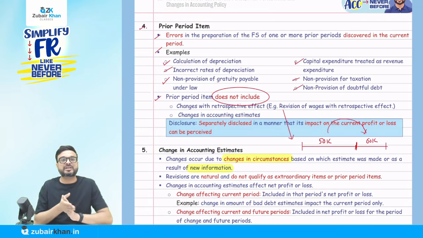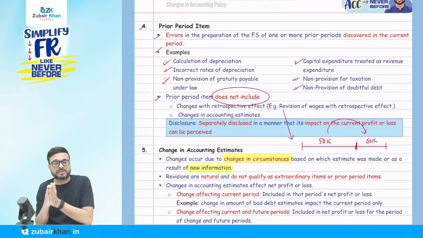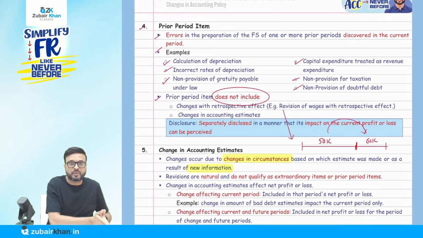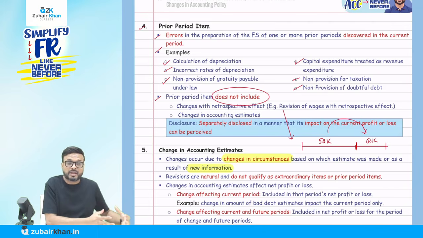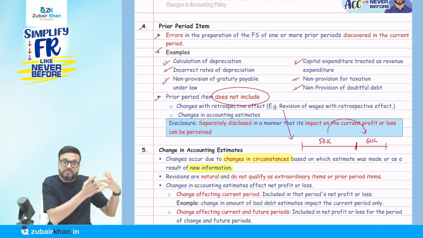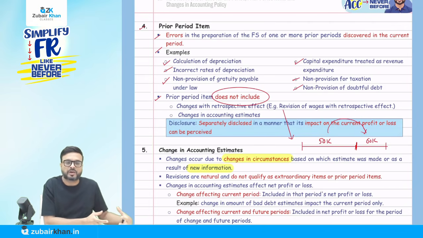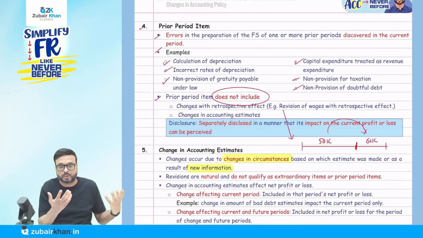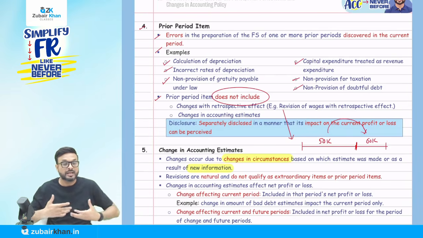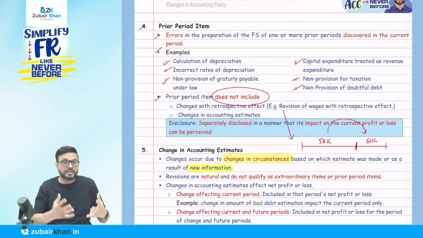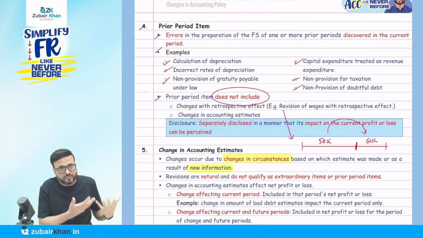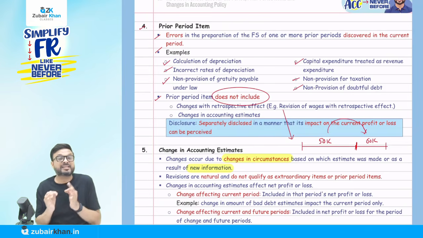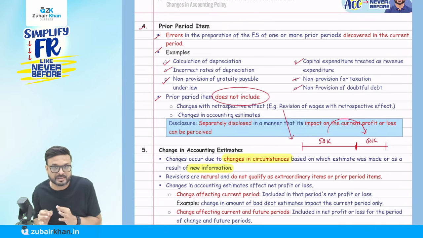Okay. So when there is a retrospective change, like the revision of wages with retrospective effect, or a change in accounting estimate, these are not prior period items. But if we have made certain errors in the past, with the information available then, we call it a prior period item. For example, we made a wrong calculation of depreciation, an incorrect rate of depreciation. We knew that in the past the rate of depreciation was 10%, but instead we applied 9.5 or 12, whatever it was. That is a prior period item. We have made certain errors.